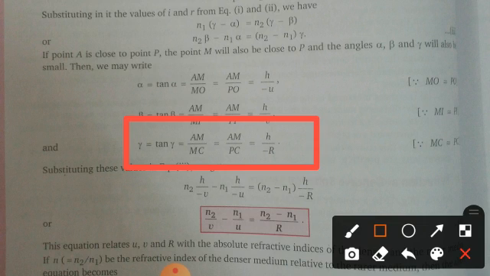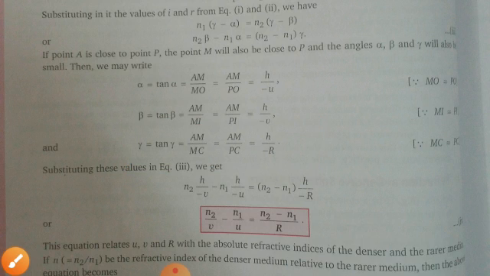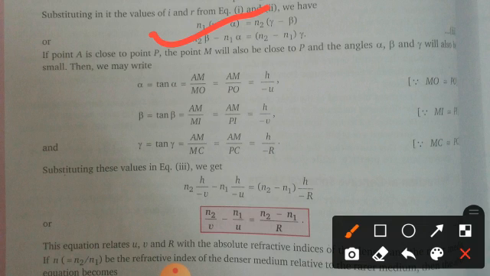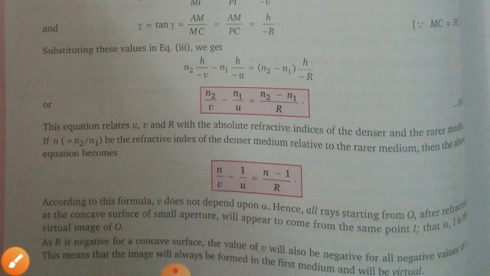Clear? Now we put all the values in the above equation number 3. In this one, what we get after putting the values: N2 H upon minus V minus N1 H upon minus U is equal to N2 minus N1 H upon minus R. Fine. After arranging all these terms, N2 upon V minus N1 upon U is equal to N2 minus N1 by R. This is the relation. This equation relates U, V and R with the absolute refractive indices of the denser and the rarer media.